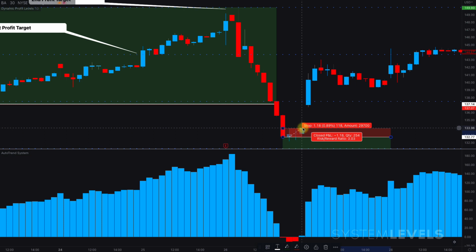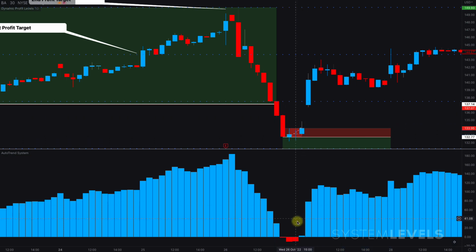So originally, we were risking $3,000 in this trade. But since the AutoTrend system gave us an early warning, an early exit signal, we end up taking about half of that loss, or a little less than half. But for argument's sake, keeping things simple, let's assume that we're taking a half stop loss here. So originally we were risking $3,000. Instead, we end up taking a $1,500 loss on this trade.